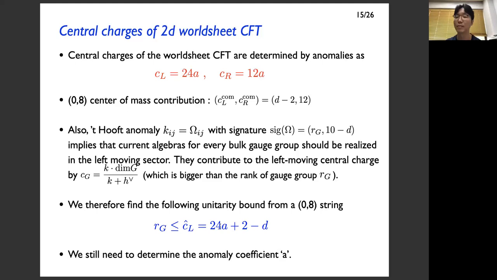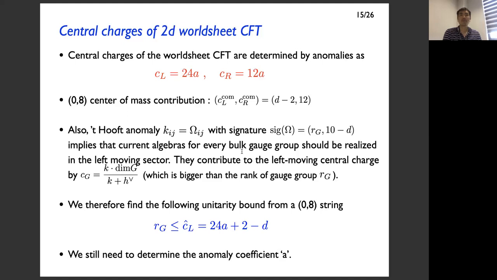It's empty? Empty, in the previous example. In this example, it depends on A. In the previous example, the right moving sector is empty and the left moving sector is some current algebra, E8 cross E8 or SO(32). But can you consider a modular invariance between them and so on?